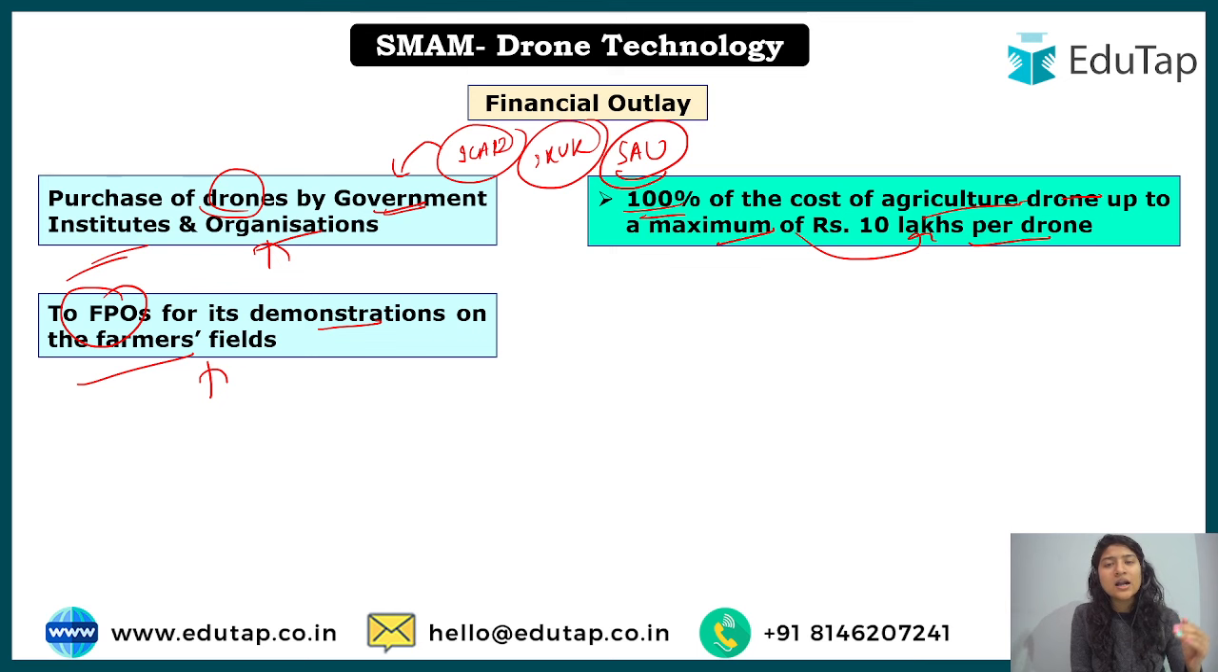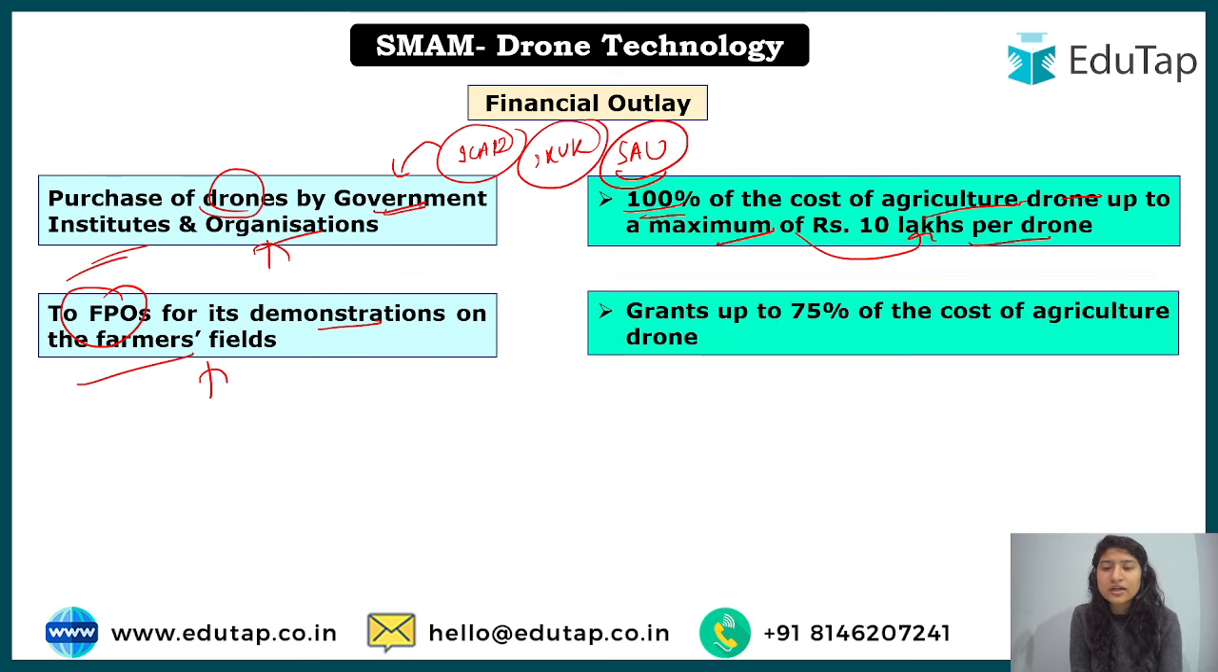So who is the ultimate beneficiary or the target audience under SMAM drone technology? The farmers only, right? So to make them understand the utilization or the importance of drones, first they need to have a particular demonstration, right? So for FPOs, for demonstration purposes on the farm field, the government is coming up with 75% of the cost of the agriculture drone. What does it mean? Whatever the cost of the drone, the FPO also has its money, the community money, the organization money that they have. They will utilize that money to buy a particular drone.